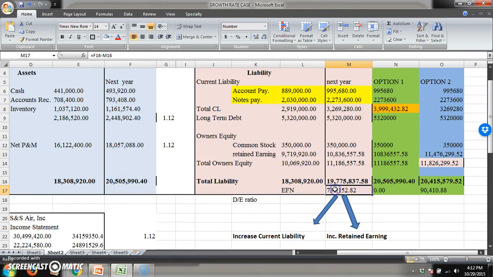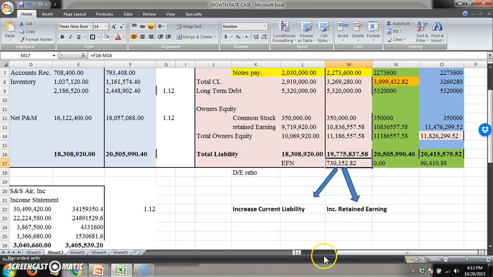Therefore, there is a deficit of $730,000, or let me calculate. This is the assets which you require. This is the liability that which we have. So there is a deficit of $730,000. Now this deficit has to be financed if we want to grow at 12%.